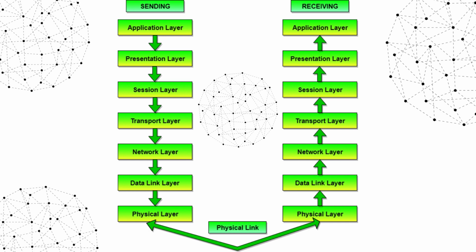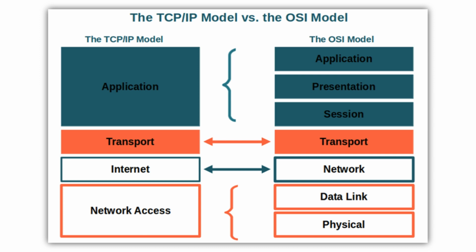The OSI model is a conceptual framework that standardizes the functions of a telecommunication or computing system into 7 abstraction layers. Each layer represents a specific function and provides services to the layer above it, while relying on the services provided by the layer below it. The 7 layers of the OSI model are the physical layer, data link layer, network layer, transport layer, session layer, presentation layer and application layer. Each layer has its own functionalities.